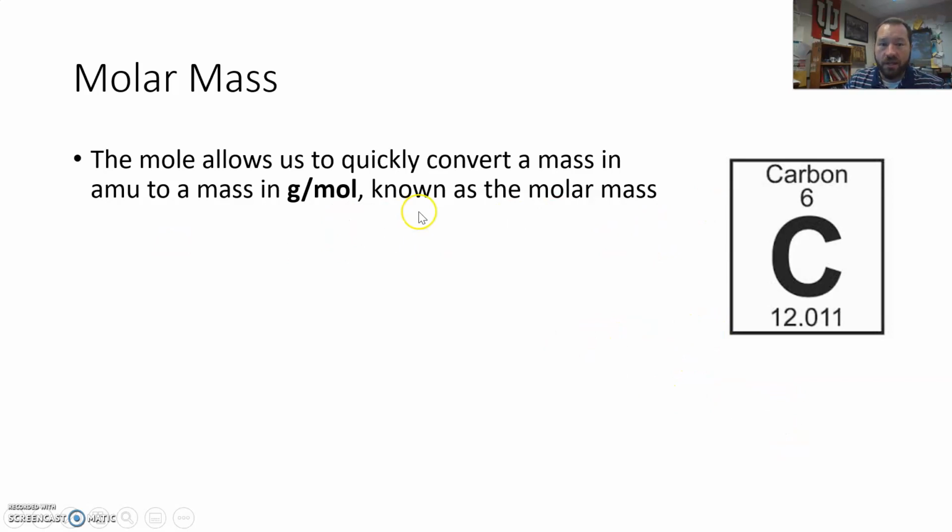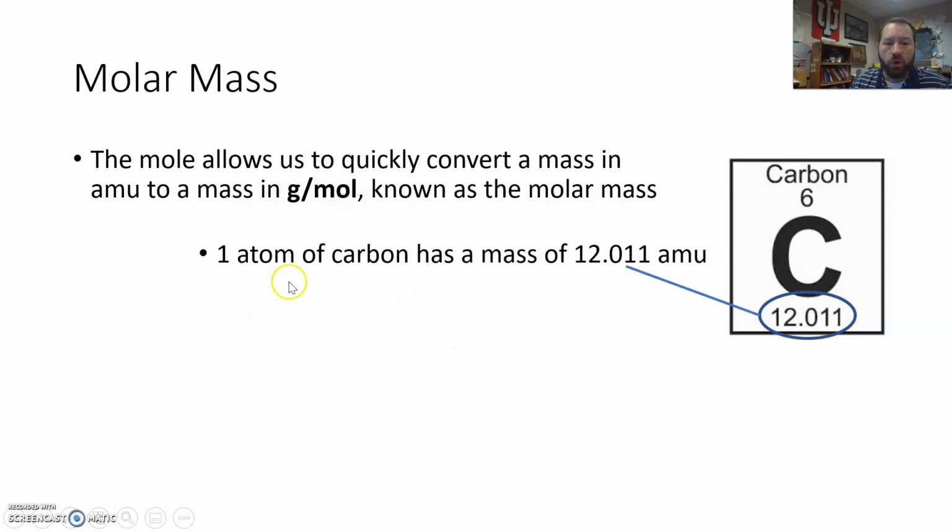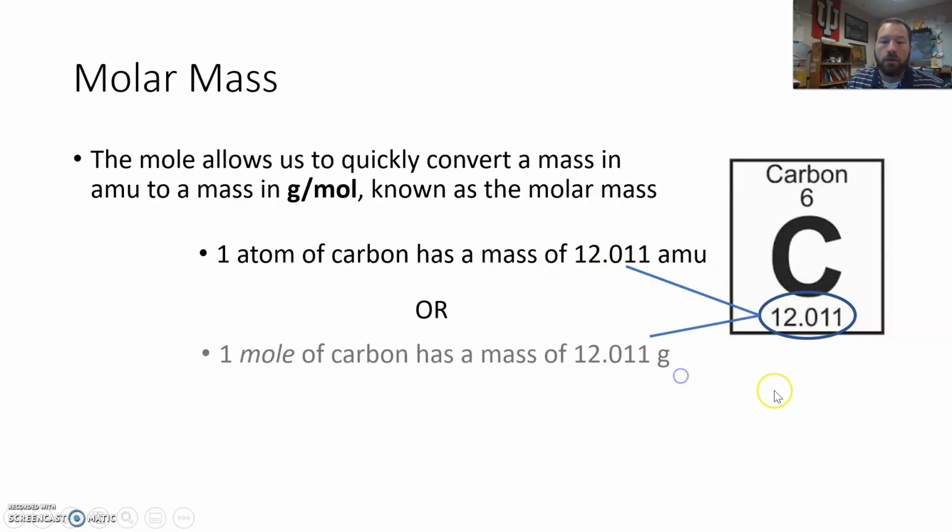Anytime you have a mass in AMUs, it's a pretty straightforward conversion to grams per mole. Now notice it's not just grams, it's grams per mole. So one atom of carbon has a mass of 12.011 AMU, or 1 mole of carbon has a mass of 12.011 grams. Again, that's grams per mole. It's an important distinction.